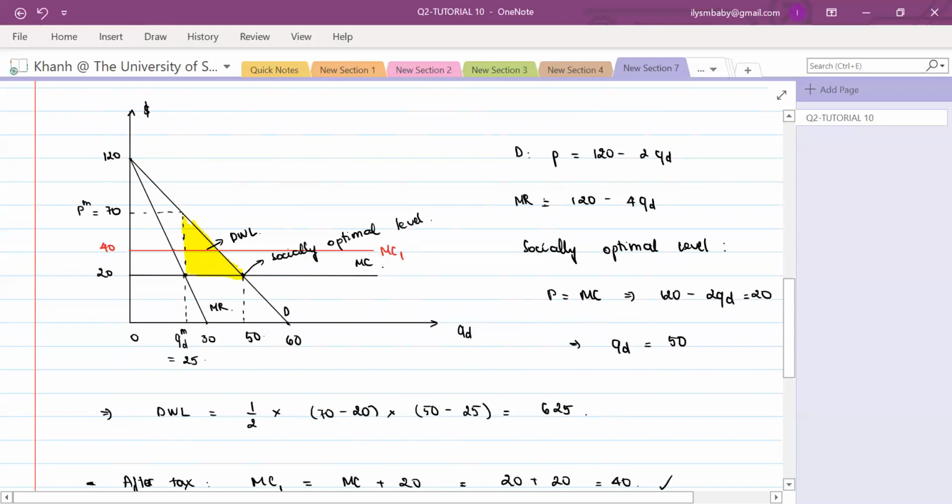All right, so it's going to cut the marginal revenue at this point over here, where we know that the quantity is going to be equal to 20. So QD1 is 20. If I go all the way up to the demand curve, then I'll find that the price over here, P1, is equal to 80.